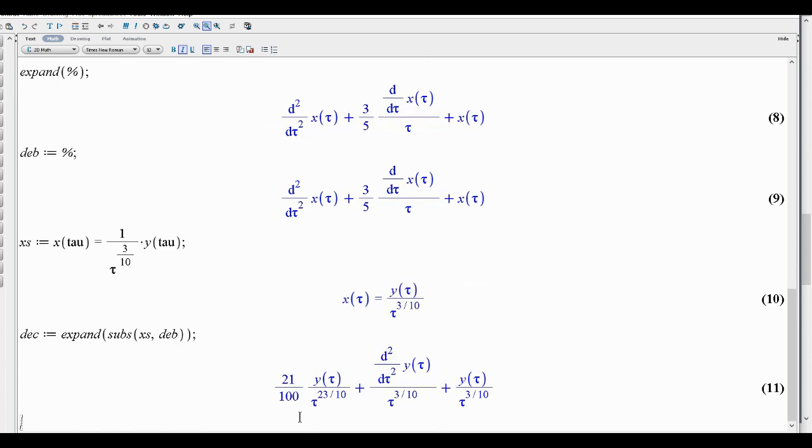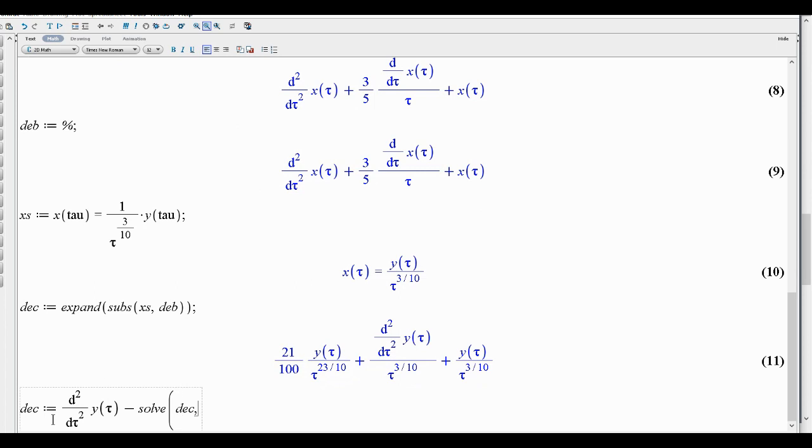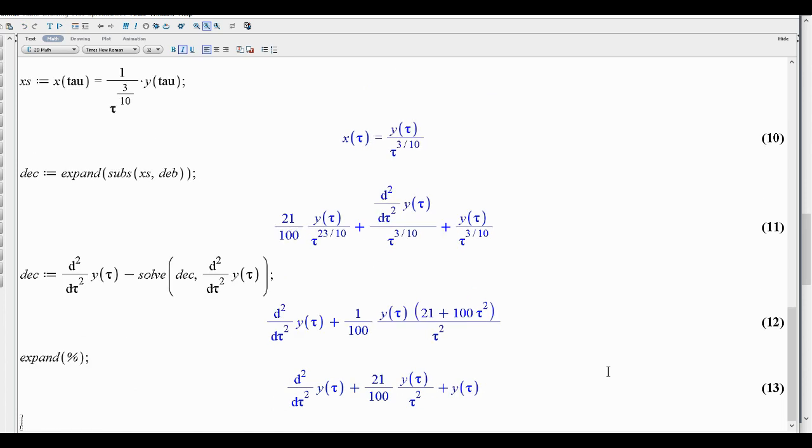Okay, so I've done that, and now I solve for this. So I say DEC is equal to Control V minus solve DEC for the same. That's my new differential equation. Okay, very good, and I hope you will agree that this is very simple. Let me expand it and you will see why it is simple.